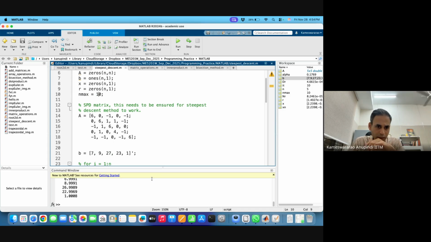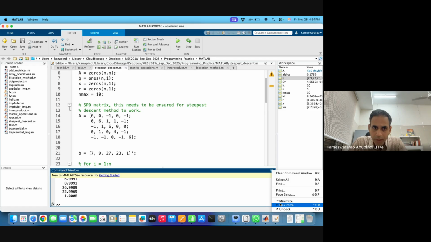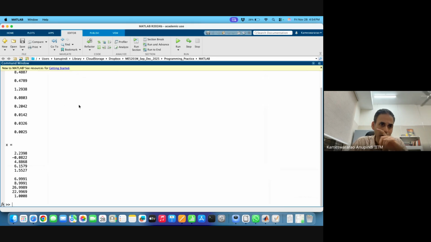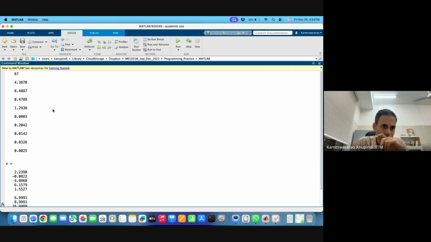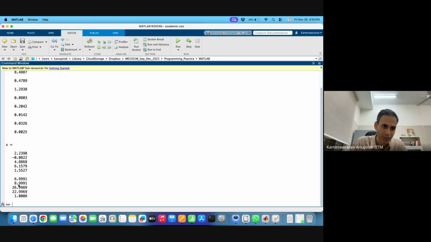So I run this and I get something here. Maximize. Okay, I think now you can clearly see. It is printing the residuals starting with 67. It came down to 4, 8, it's oscillating a little bit, and then it came down to 0.0025. Then it gave me x equals 2.23, minus 0.08, 4.88, 6 and 1.5, and then this is A times x. You can see this is equal to 6.99, which is 7, 8.99, that is 9, 27, 23, 1, which is the same as what we have given before.